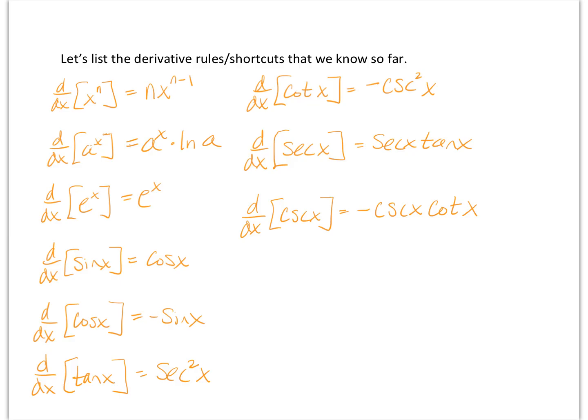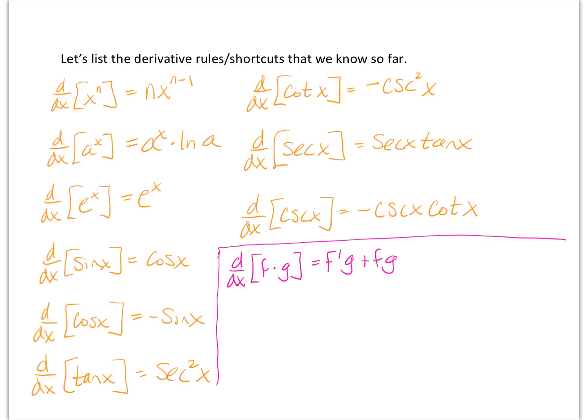We also have some more general rules that we have been learning. So I think I'll do those in a different color. So more general rules that aren't specific functions. We have the product rule. The derivative of f times g is f prime g plus f g prime. The derivative of a quotient, f over g, is f prime g minus f g prime over g squared.